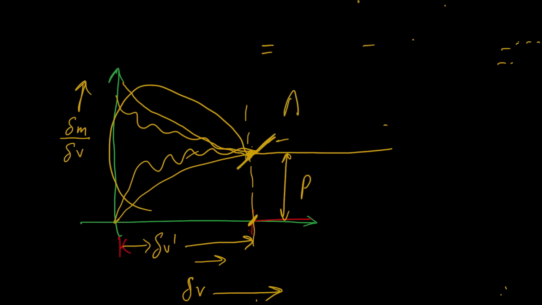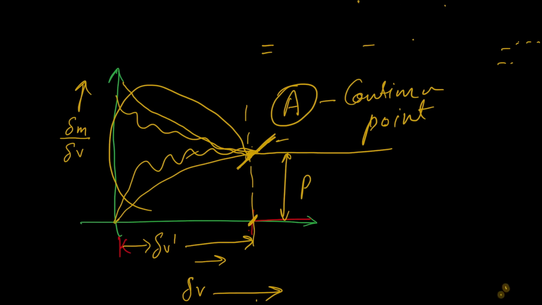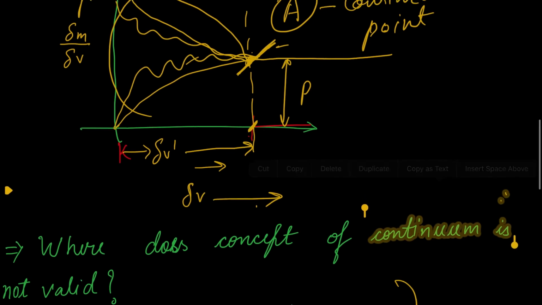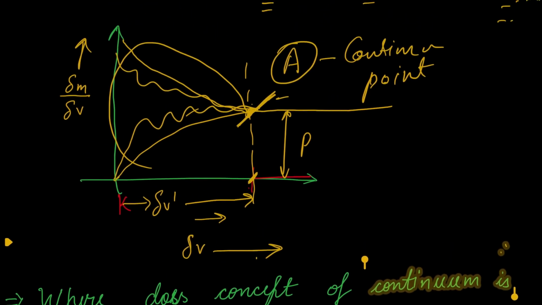Let's call this point A, a continuum point. So we don't know what's the density of a system before this point A. It could take any path because even if one molecule leaves, it's going to affect the density or a property of the system. That's the reason why the concept of continuum is applied.